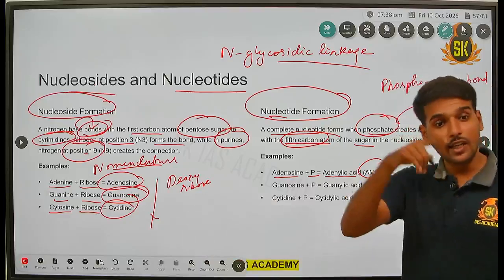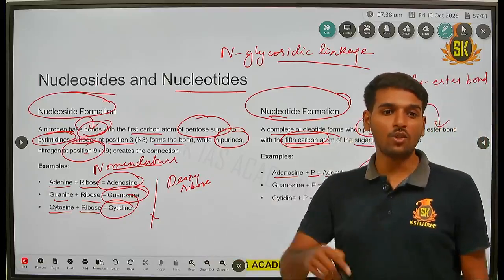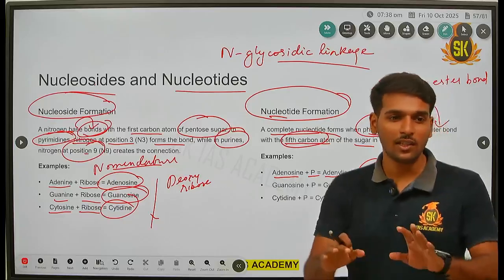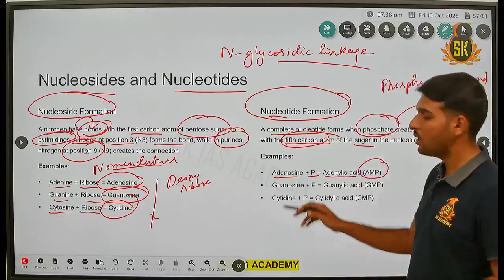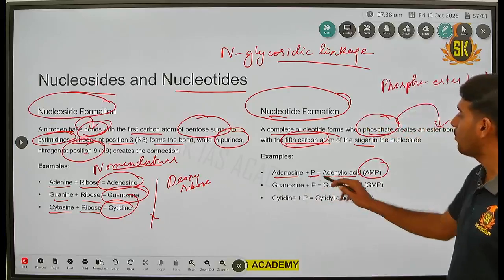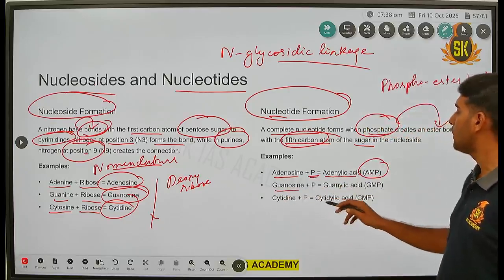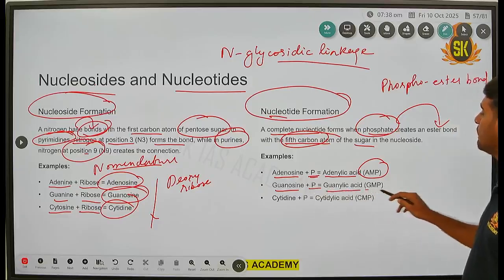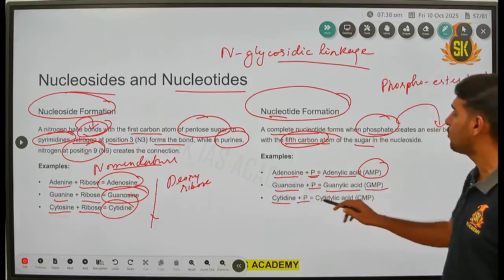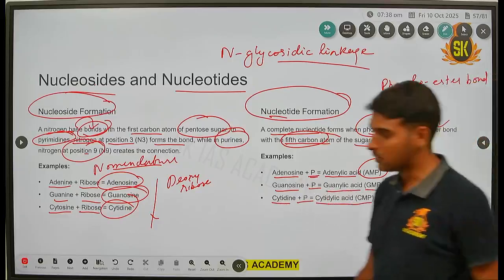Anything you are getting? ATP. ATP is also a nucleotide with a nitrogen base, but it has three phosphate groups. Guanosine plus phosphate, guanylic acid, GMP. Cytidine plus phosphate, cytidylic acid.